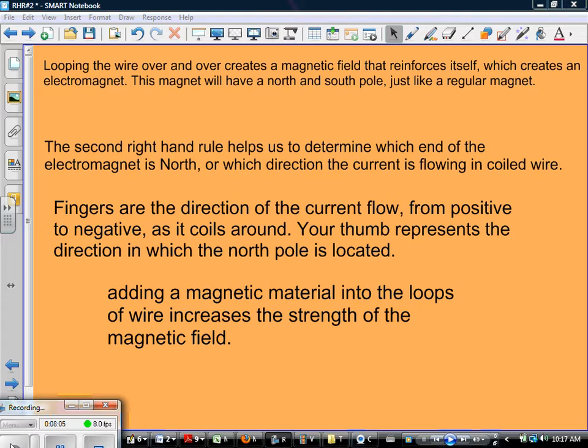Well, I'll show you an example, okay? So the fingers, this is the third point here. Fingers are the direction of current flow from positive to negative as it coils around. Your thumb represents the direction in which the north pole is located on that particular electromagnet. So your fingers are flowing towards the negative. I'll show you an example in one second. And adding a magnetic material into the loops of wire increases the strength of the magnetic field.